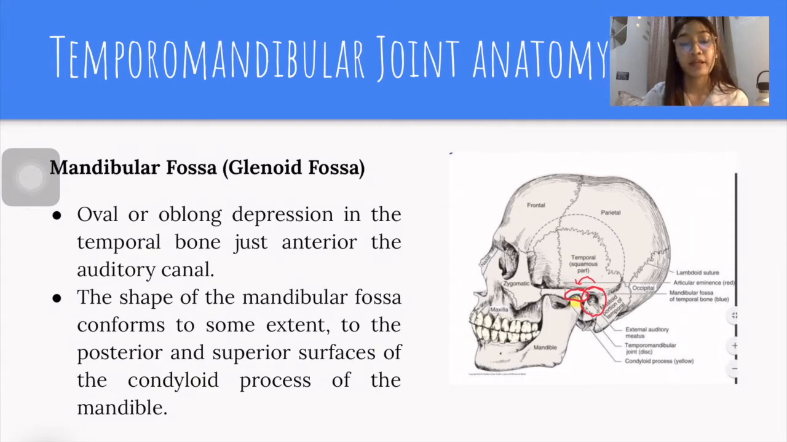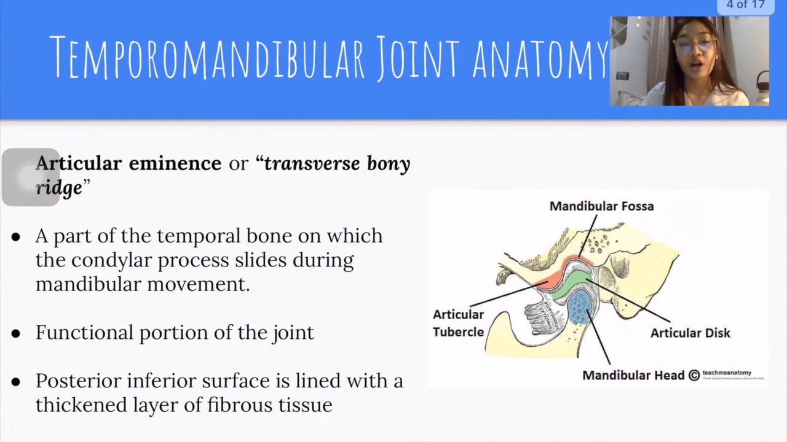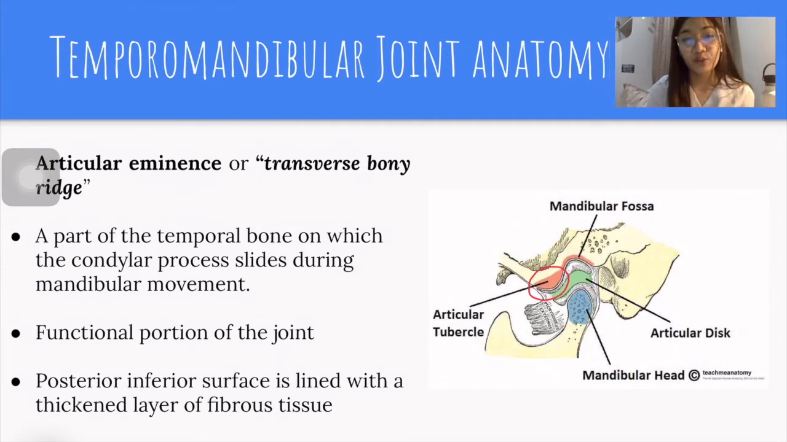of the mandible. And anterior to the mandibular fossa, we have the articular eminence, which we also call the transverse bony ridge. Here we have a more zoomed in photo where we can see the articular eminence. So, what is an articular eminence? It is a part of the temporal bone on which the condylar process slides during mandibular movement. It is defined as the functional portion of the joint, for just like what we have mentioned, this is where the condylar process slides during mandibular movement. The posterior inferior surface of the articular eminence is lined with a thickened layer of fibrous tissue to accommodate the sliding of the condylar process of the mandible.